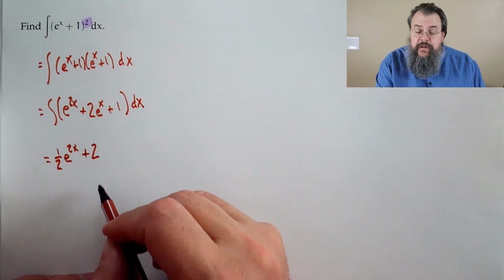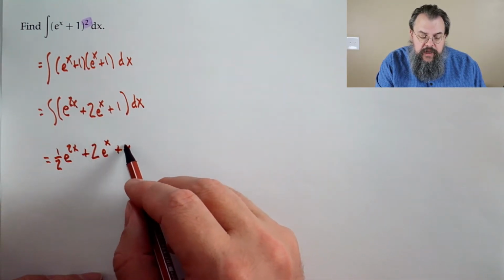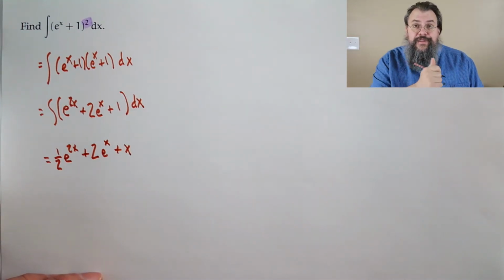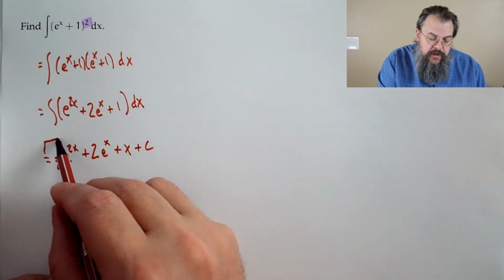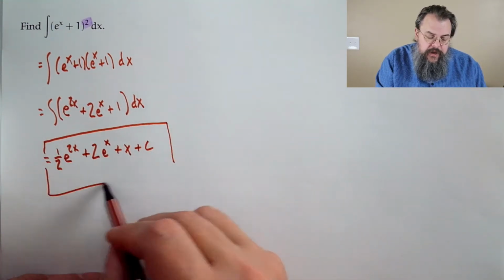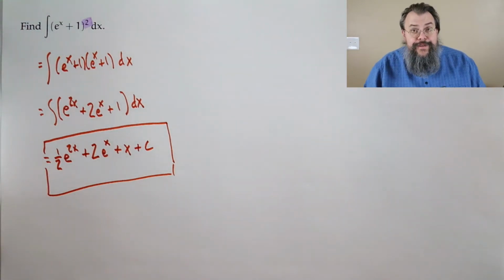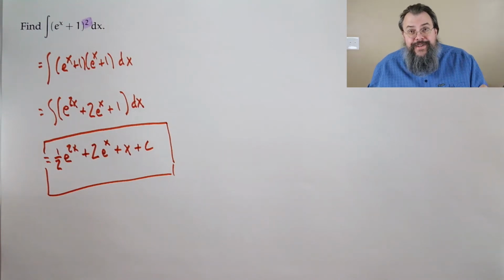All right, integral of 2 e to the x. Well, the 2 is a constant. Integral of e to the x is e to the x. Integral of 1 is x. And don't forget at the end, plus c. And we're done. Great. Well, that wasn't so bad. And we got all this space left. Let's make an observation. Now we have what the integral is.